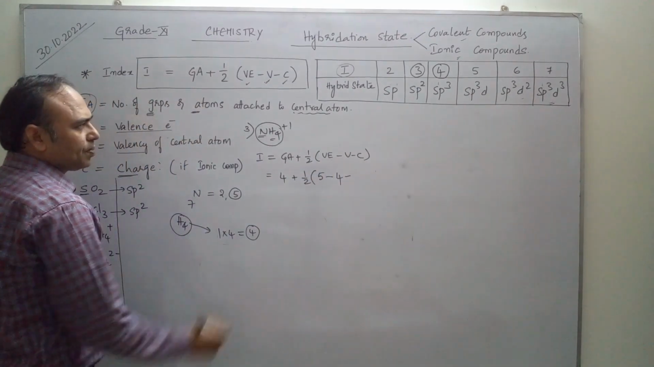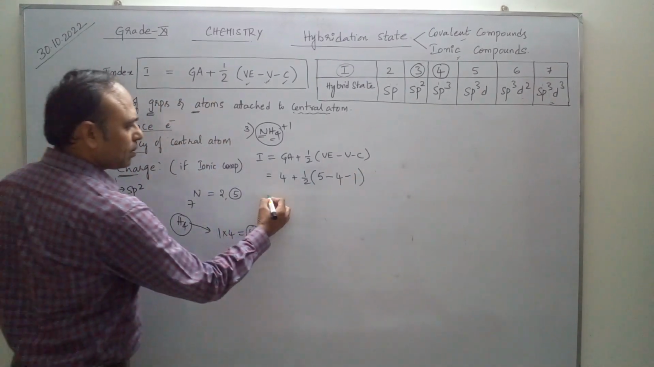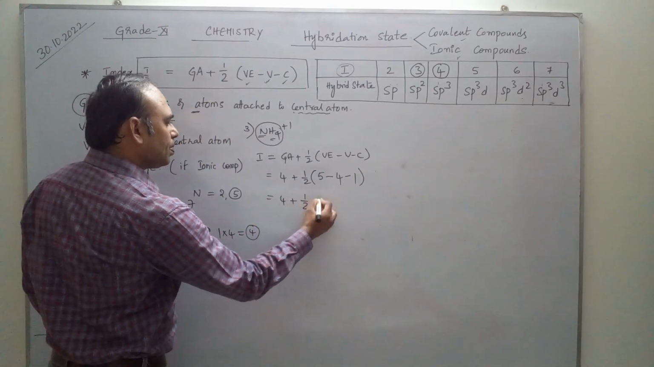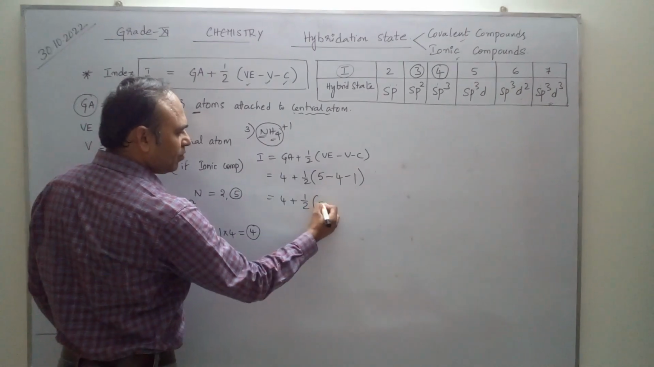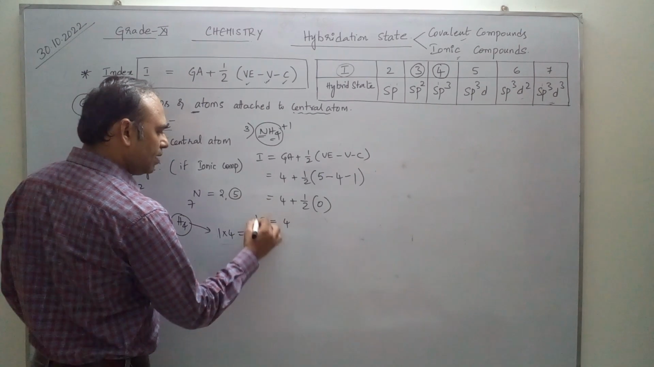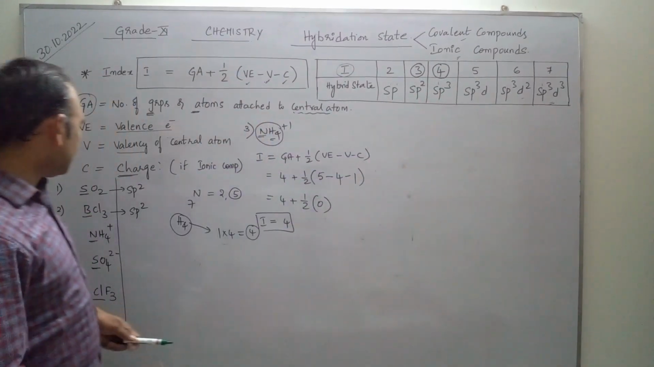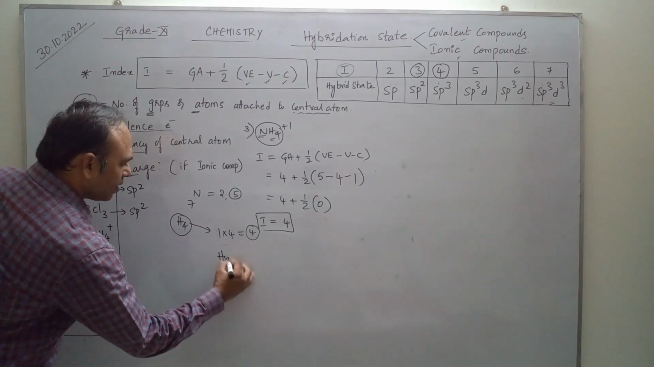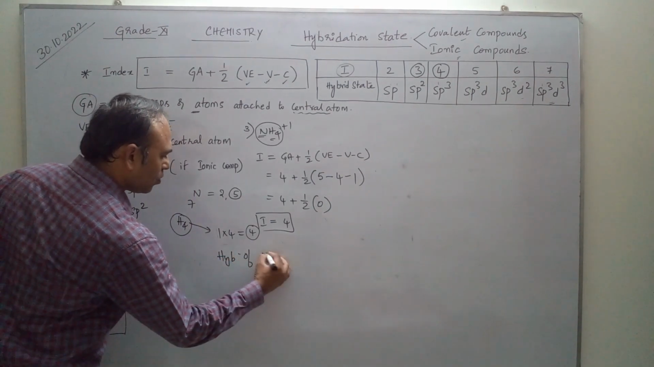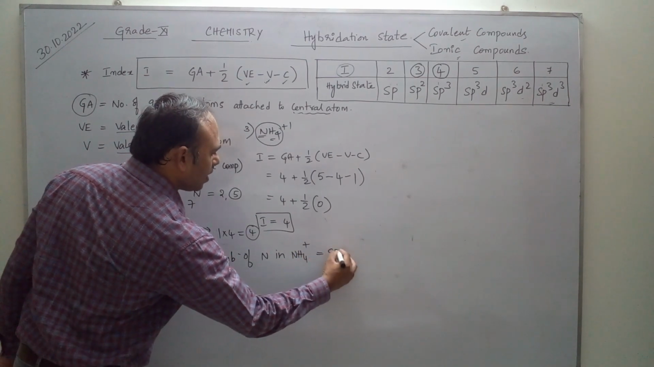Now the charge is plus 1. So just write 1 here. 4 plus half into 5 minus 5, 0, that is equal to 4. I is equal to 4. When I is equal to 4, the hybridization is sp3. Hence we can write it as the hybridization of nitrogen in ammonium ion is nothing but sp3.